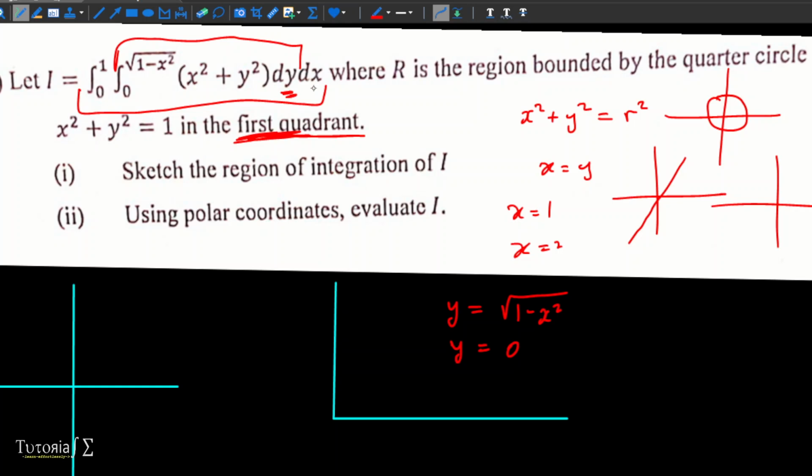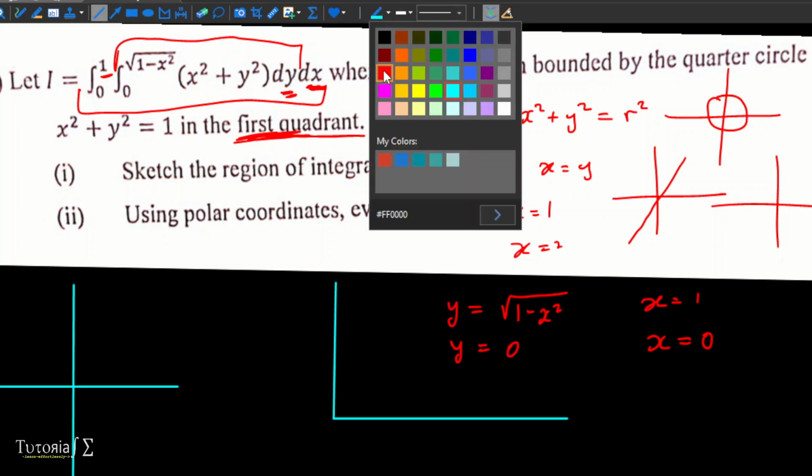Then we have the x outside. So x equals 1 on top, then x equals 0 at the bottom. Now from here, you just need to transfer these equations onto the graph and you are done. To transfer the equations onto the graph, we can start with the simple ones.